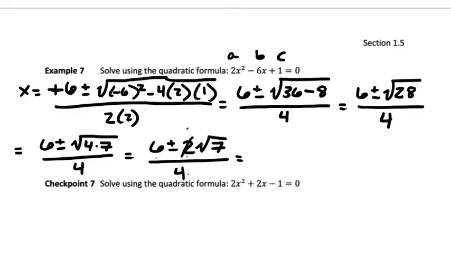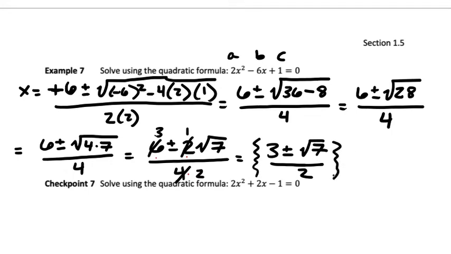2 divided by 2 is 1. 6 divided by 2 is 3. 4 divided by 2 is 2. So this is going to be 3 plus or minus 1 times square root of 7, which I can just write as square root of 7, over 2. But this is going to be my answer, and so this is what I would type into the squiggly bracket in the homework.